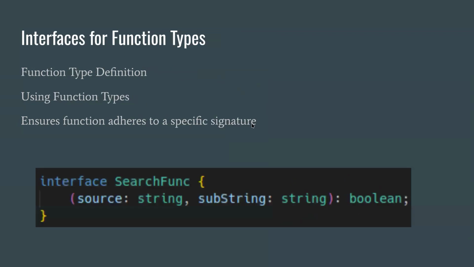Interfaces for function types. So interfaces can also define function types, and this makes it easy to specify the inputs and outputs for functions. So we have this example, the SearchFunc interface, and we have source and substring. They both are string, and the return type is Boolean. So this ensures that any function assigned to it matches the specified signature, improving reliability and predictability of function behavior.